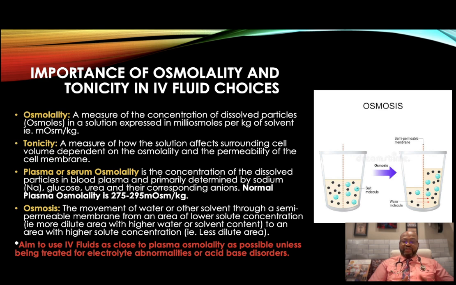Plasma or serum osmolarity is the concentration of the dissolved particles in blood plasma, primarily determined by sodium, glucose, urea, and their corresponding anions. And the normal plasma osmolarity is 275 to 295 milliosmoles per kilogram. Some of us are familiar with the formula of serum osmolarity being 2 times sodium plus BUN divided by 2.8 plus glucose divided by 18 plus other substances like alcohol or mannitol in the system. That's how you remember that the sodium, glucose, urea, and alcohol are contributors of serum osmolarity.